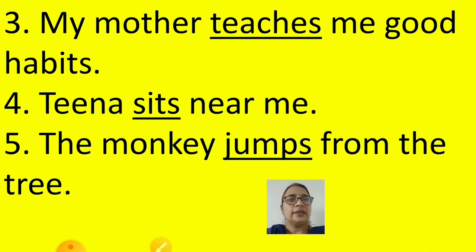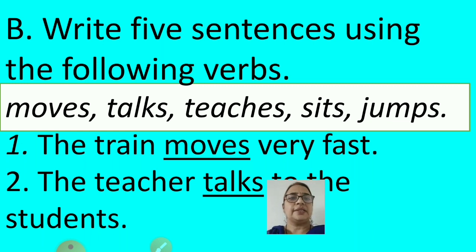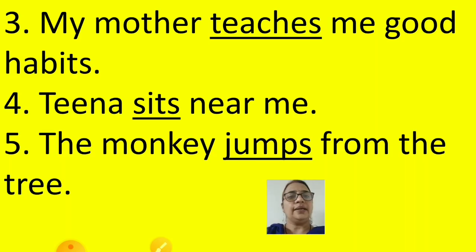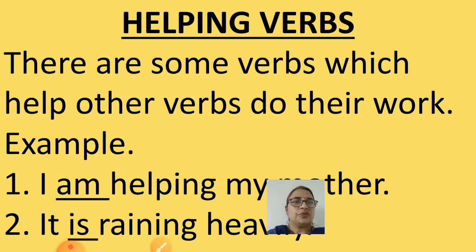Teena sits near me. And the fifth word is jumps. The monkey jumps from the tree. The monkey jumps. Are you writing in the book simultaneously, children? Okay. The monkey jumps from the tree. So this way we have made 5 sentences with the verbs given to us, that are moves, talks, teaches, sits and jumps. Easy? Good. Let's move to our next topic, that is helping verbs.